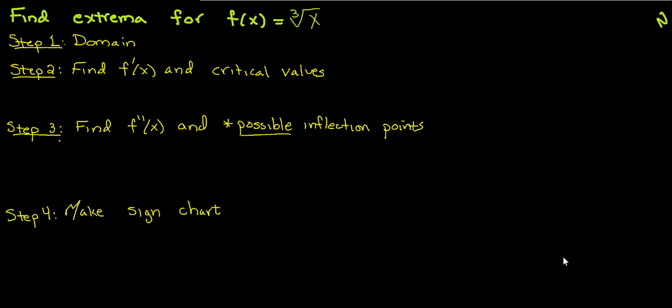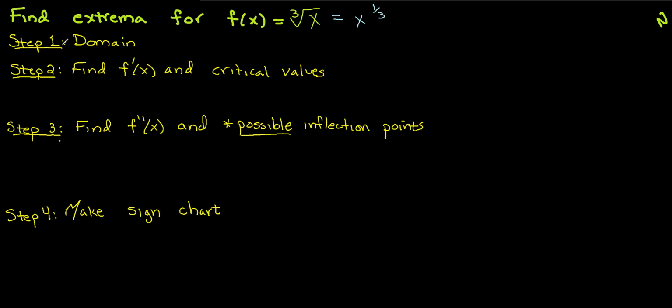Hi everyone, in this video I'd like to show an example of how to find extrema for a given function. I'm going to be looking at f of x equals the cube root of x. That's a little bit hard to work with, so I'm just going to rewrite this as x to the 1/3 power. Now I can apply the power rule to find the derivative for that. So that's good. Okay, so we're going to be working with 4 steps.